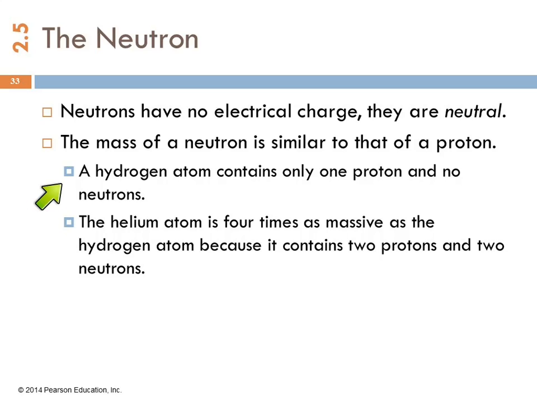If we look at a hydrogen atom, it contains only one proton and no neutrons. So it's got one proton, one electron, no neutrons. But if we look at the helium atom, a helium atom is 4 times as massive as a hydrogen atom. The number of protons doesn't account for that, but it has 2 protons and 2 neutrons, and the neutrons are essentially equal to the protons in mass. So it has 4 massive particles. The hydrogen atom only has 1. And so this explained the observed differences in the masses of the elements.